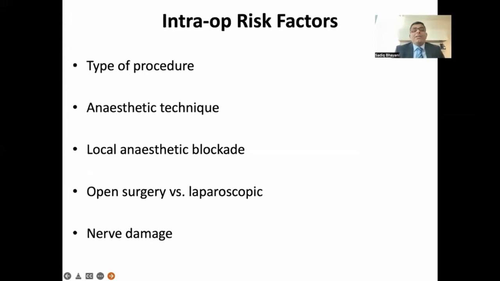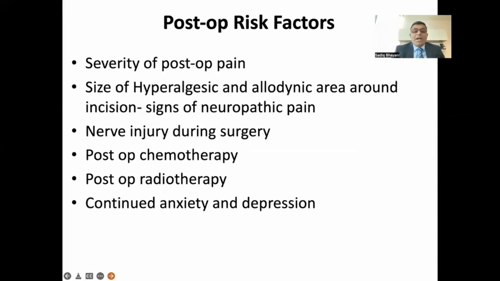Intraoperative factors are the type of surgery, anesthetic technique, local anesthetic blockade, open surgery or laparoscopic surgery, and how much nerve damage has taken place. Post-op factors: what's their pain control post-operatively? Have they got neuropathic pain symptoms? Have they undergone chemotherapy or radiotherapy? This also causes nerve damage and potentially can lead to chronic post-surgical pain.